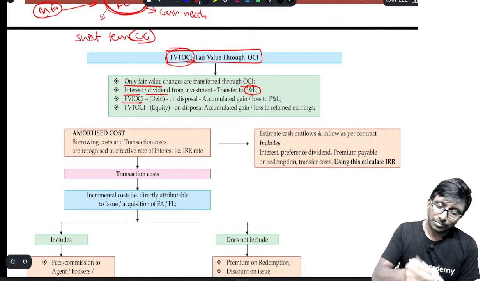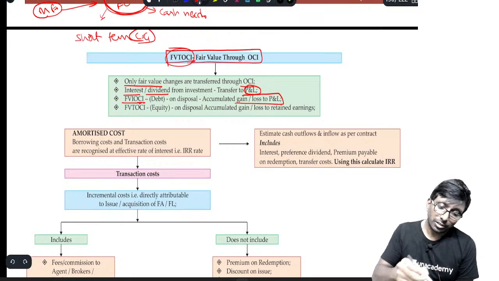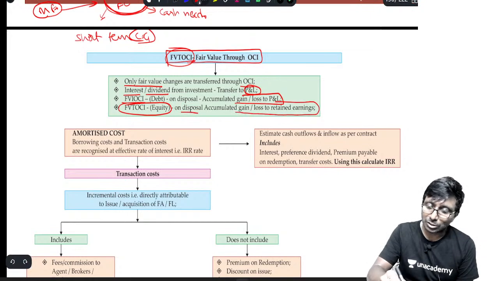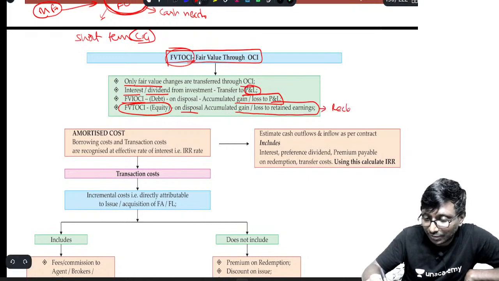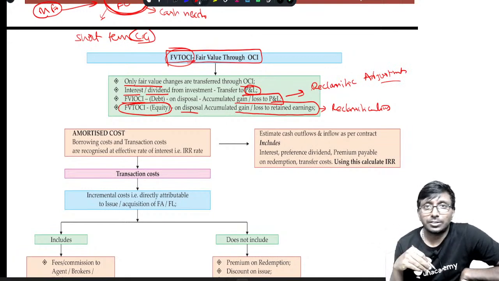Right. On disposal, FVT OCI, correct na? On disposal, that should be transferred to the P&L statement. Got it? But if it is an FVT OCI equity instrument, what will happen? At the disposal, the accumulated gain or loss will be transferred to retained earnings. This is called reclassification. Routing it to profit and loss is called reclassification adjustment.